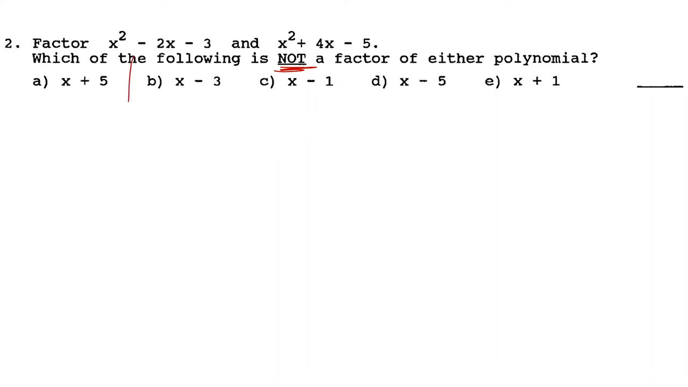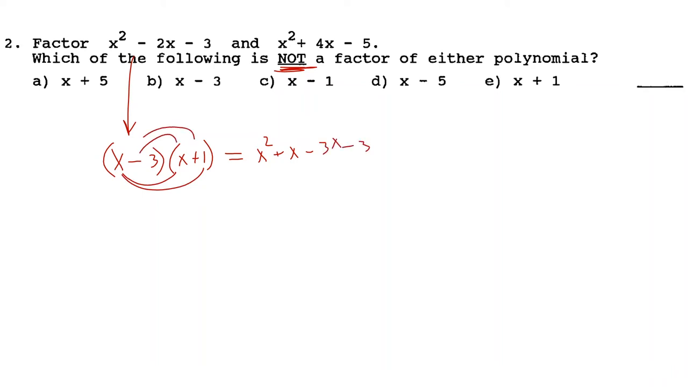So for the first one, it's simply going to be equal to x minus 3 times x plus 1. If I were you, I would always double check by foiling. So it's x squared plus x, minus 3x, minus 3. That's equal to x squared minus 2x minus 3. See, I got the original, so I'm correct.